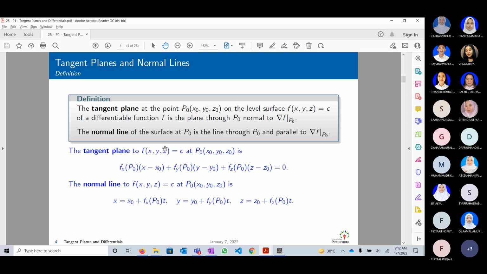Then the formula is like this. The tangent plane formula is the top one and the normal line formula is the bottom one.